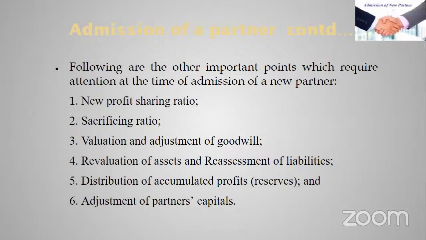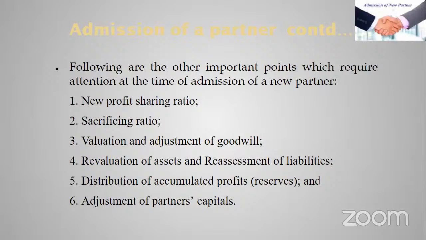The next, calculating the sacrificing ratio. The next, adjustment of goodwill and preparation of revaluation. So these first three steps you will get in the working notes. Fourth step is the revaluation account, which you will open. Fifth step, adjustment of partners. While preparing the partner capital account, whatever accumulated profits are there, that we will show. So three accounts you will open. One, revaluation account. Two, partners capital account. Three, the new balance sheet after the admission of a new partner.